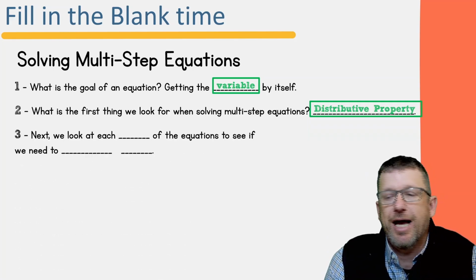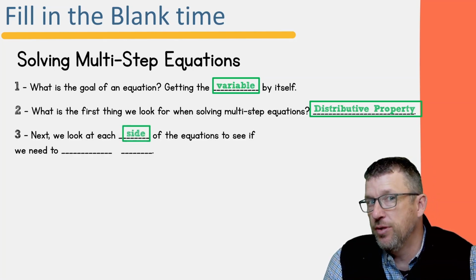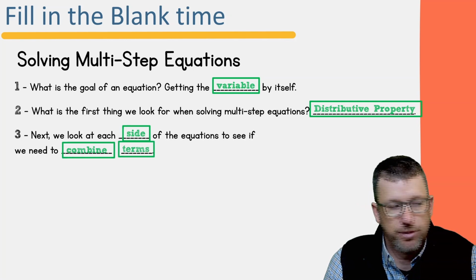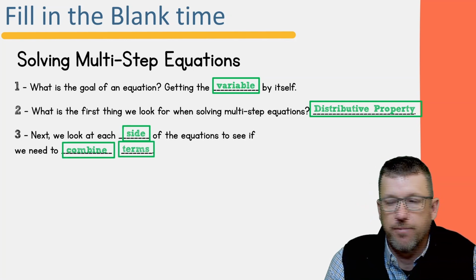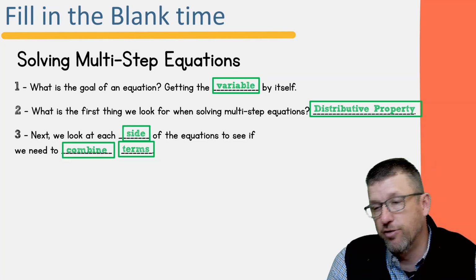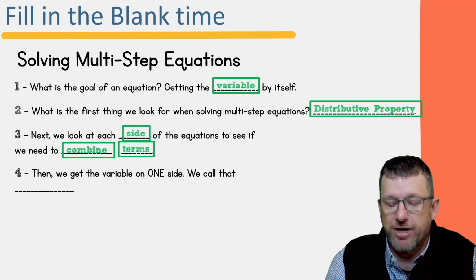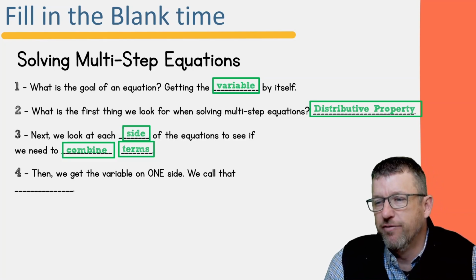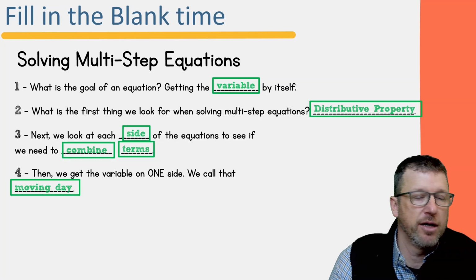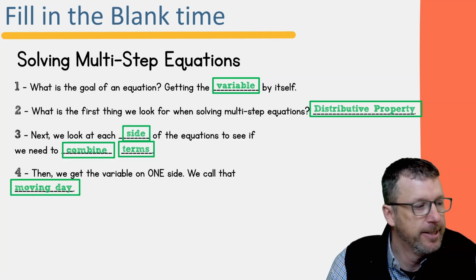Next, we look at what? We look at each side of the equation to see if we need to combine terms. Yeah, we got to combine terms. You don't have to do this. It just makes your life a lot easier because then you're just moving stuff all over the place. Once we combine terms, if we have variables on both sides, it's called moving day because we're moving the variables all to one side. They all got to live in the same part of town.